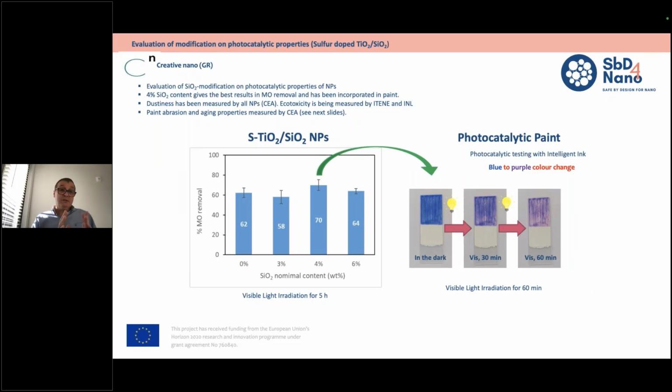Of course, as I said, the function of the nanomaterials is really important when it comes to modification. All these things that I talked about, it is important not to change the function of the nanomaterial, because in the application, at the end of the day, you need to use this in the product, and you want your product to function the same. So this is an example: sulfur-doped titanium silicon oxide nanoparticles used by Creative Nano in Greece. They use these materials for photocatalytic paint, for example.